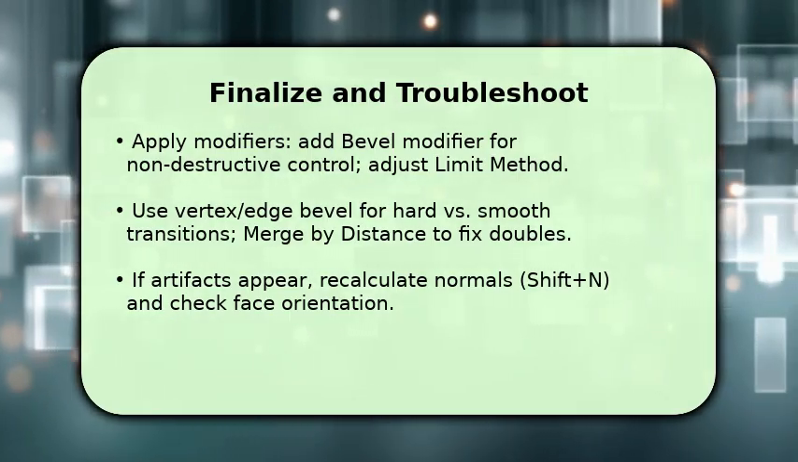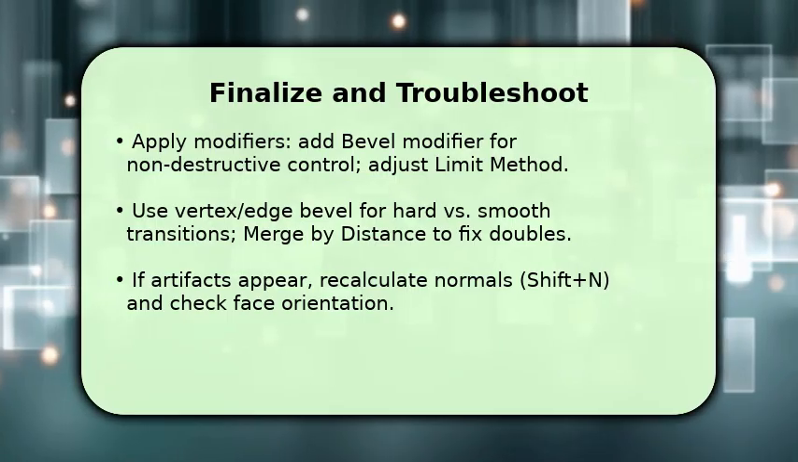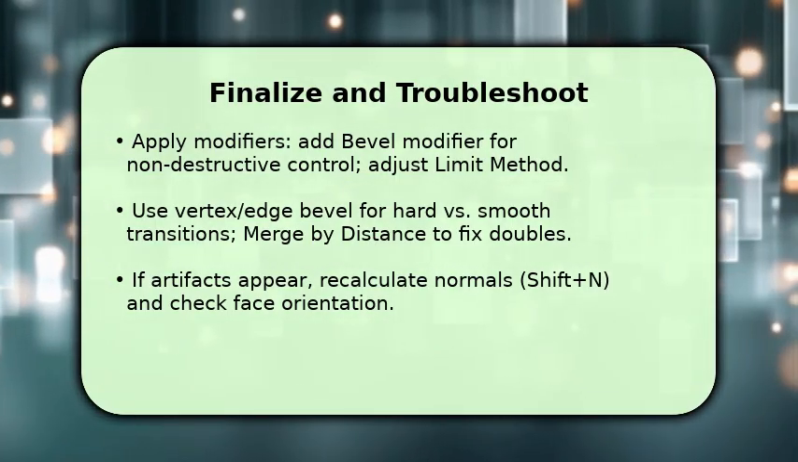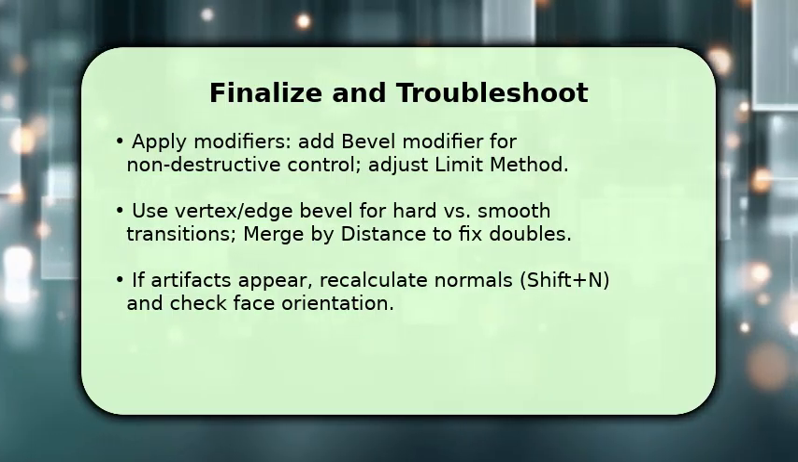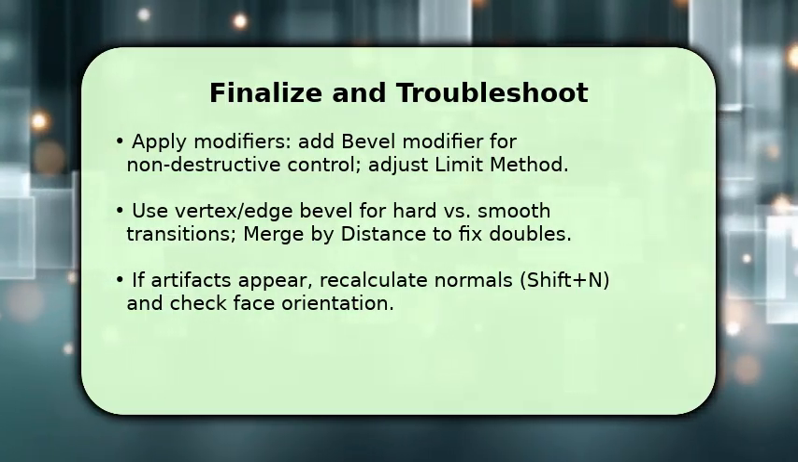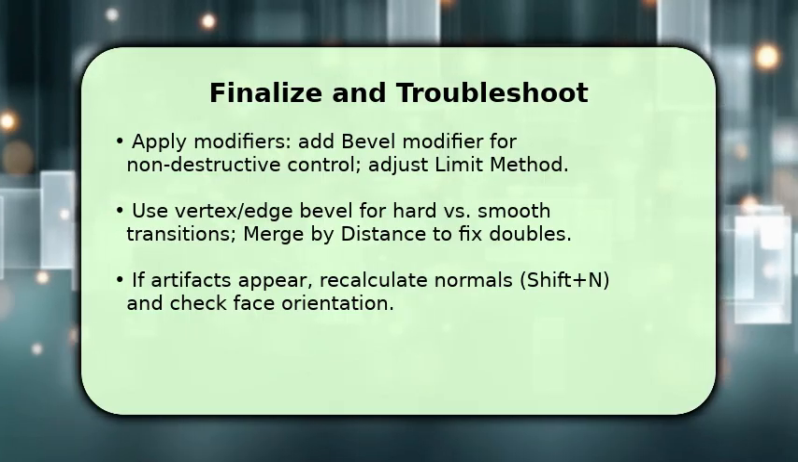If you see pinching or shading artifacts, recalculate normals with Shift+N and remove duplicate vertices via merge by distance. That usually cures topology problems. If bevel fails on complex geometry, isolate the area, simplify.